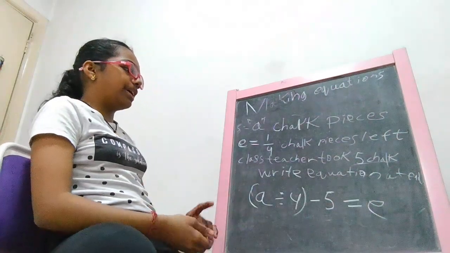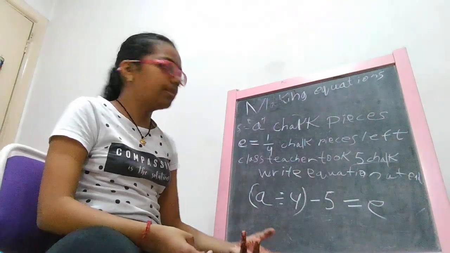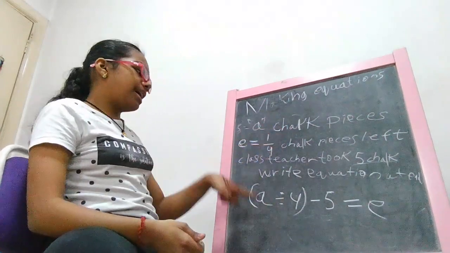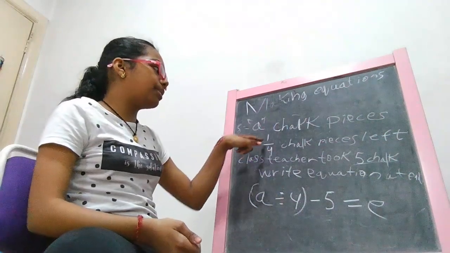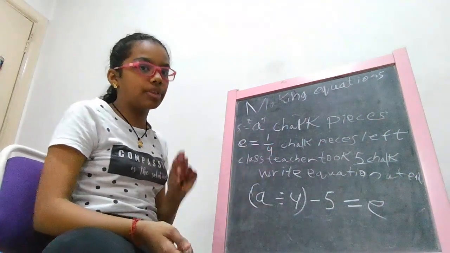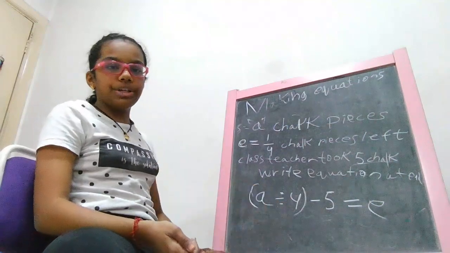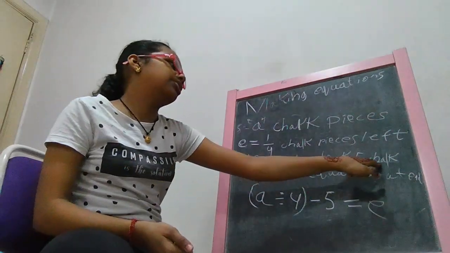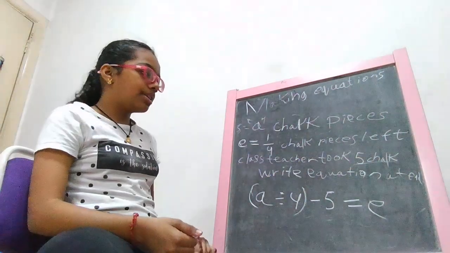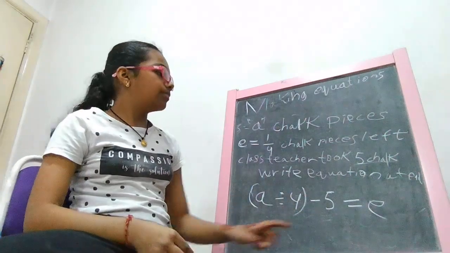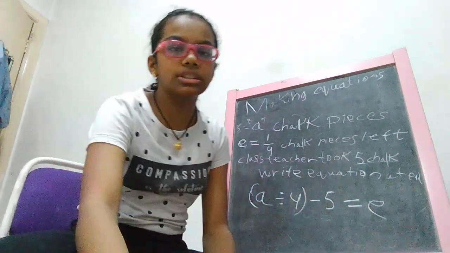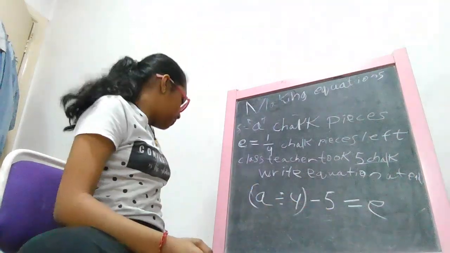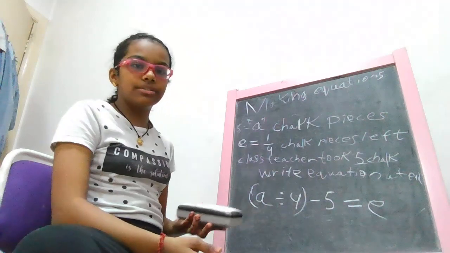So this is how you're going to write it. Now how did I make this? Let me show you again. A is the number of chalk pieces at the start of the school year. Then we had divided by 4. At the end there were A divided by 4 chalk pieces left, a quarter of the pieces left. So put divided by 4 over here. Now you have to do minus 5. Why? Because a class teacher came and took 5 chalk pieces. So minus 5. And then that's the number left at the end of the year. So this is how you will make the equation.